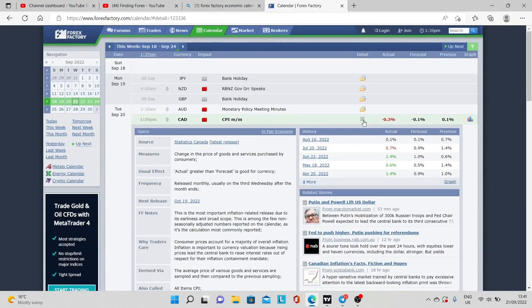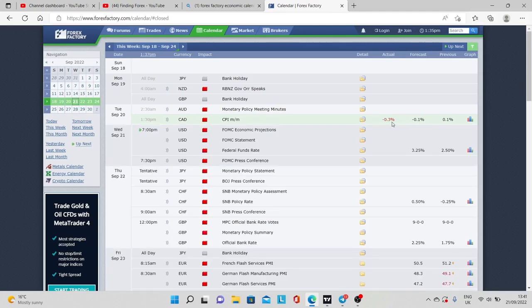And now the second most important thing is what we've got here, okay? This is where you can actually trade the news live. This is where you can make some money from the news events that are going to happen. So if we look at the Canadian CPI, okay? It says the previous one was 0.1%. The forecast was 0.1% or minus 0.1%. So this means they're bringing inflation down, and it actually came out at 0.3%.